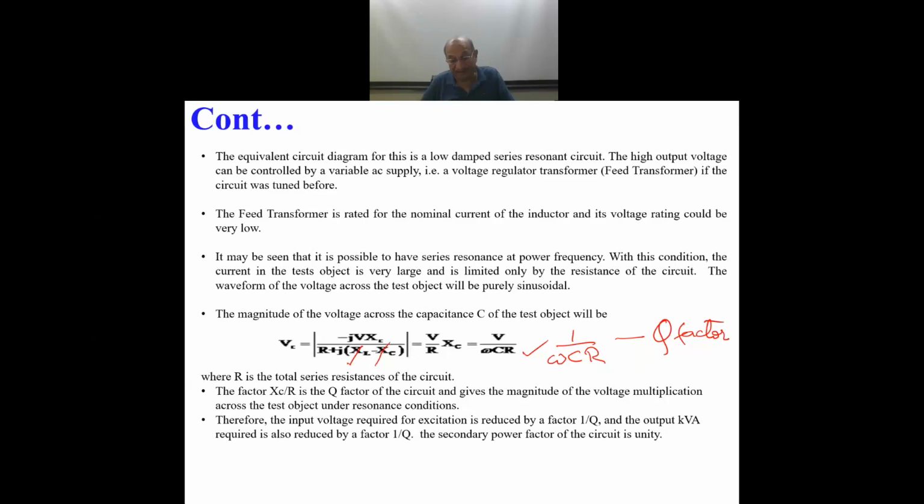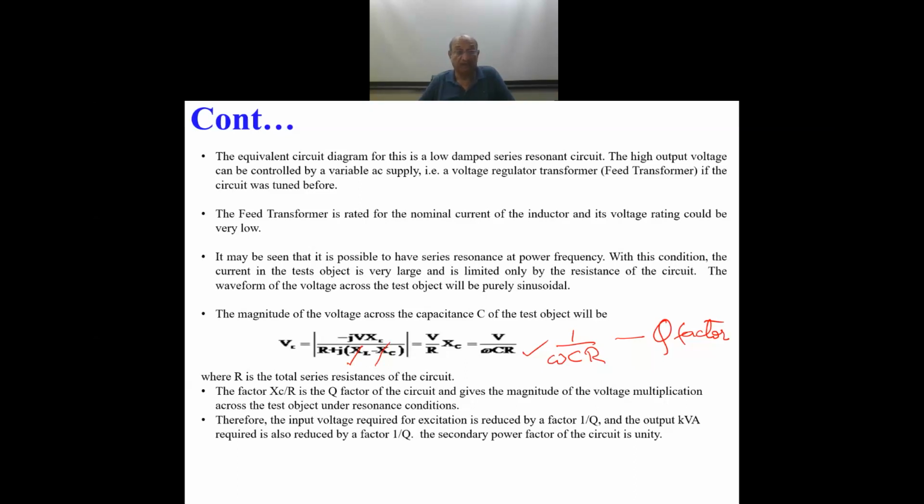of the circuit, I mean circuit characteristic is defined by the Q factor and gives the magnitude of the voltage multiplication across the test object under resonance conditions. Therefore, the input voltage required for excitation is reduced by a factor 1 by Q. That means the input voltage to the test set by the voltage regulating transformer will be reduced by 1 by Q factor, and the output kVA required is also reduced.